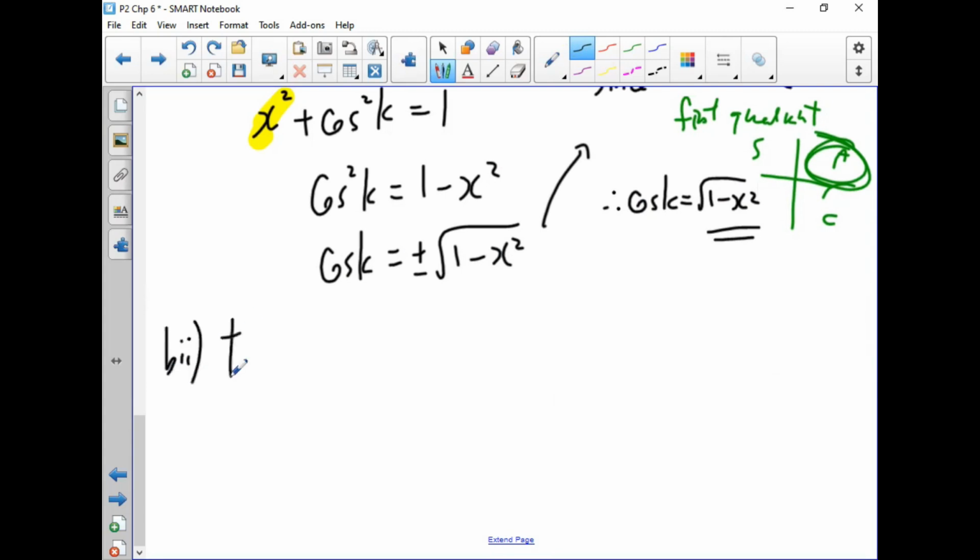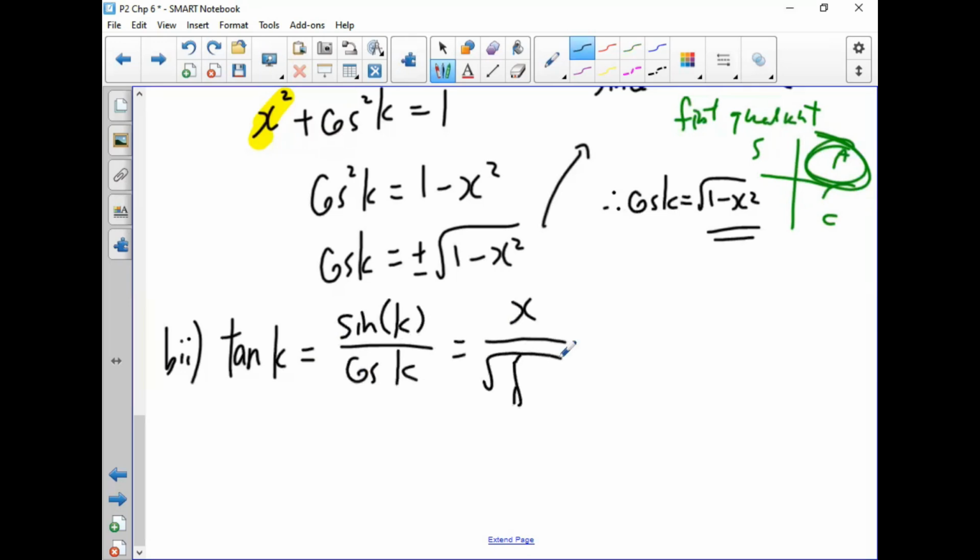We've got cos k, we've got sine k, and we've got tan k. Tan k equals sine k over cos k. Sine k is x, and cos k from the previous answer is the square root of 1 minus x squared. So tan k equals x over the square root of 1 minus x squared. And why is it all positive? Because k is in the first quadrant. That's fine. Part C.